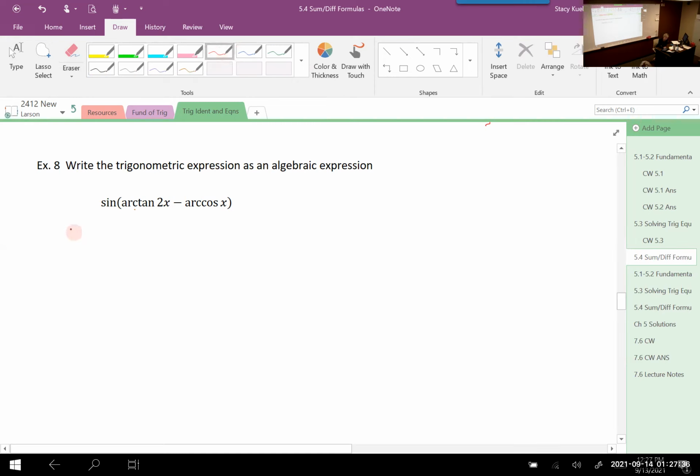So this is going to be the sine of the first angle, which I'm going to rewrite as inverse tan 2x, times the cosine of the second angle, which is inverse cosine x, minus the cosine of that first angle, which was inverse tan 2x, times the sine of the second angle, which is inverse cosine x.